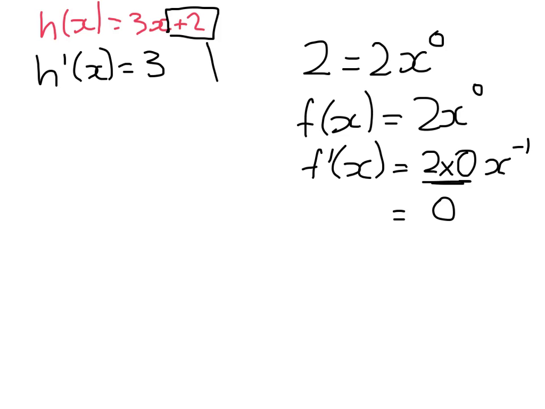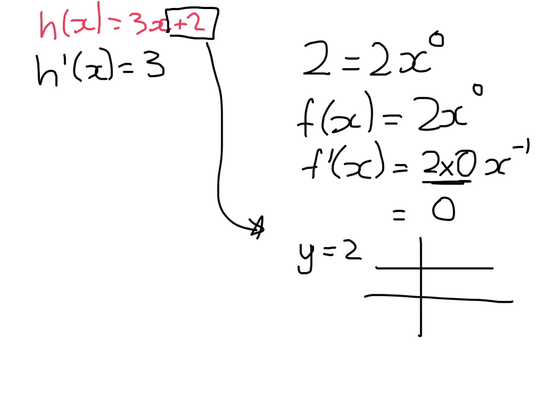The better way to think about it is from a graph. If we have the equation y equals 2, that's just the equation of a horizontal line, and the slope of that line, no matter where you are on it, is just 0. So that's why when you have plus a constant on the end of anything and we differentiate, it disappears. So the gradient function there is just h dash of x equals 3.